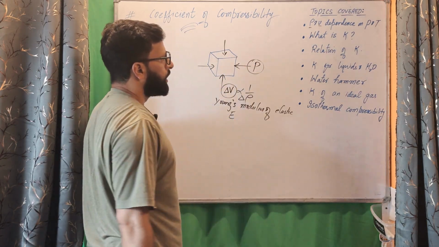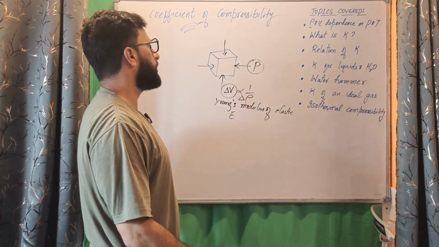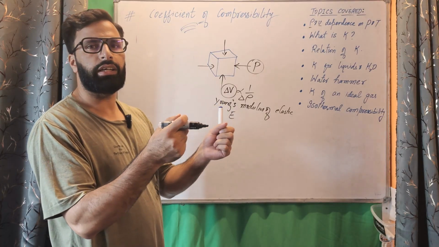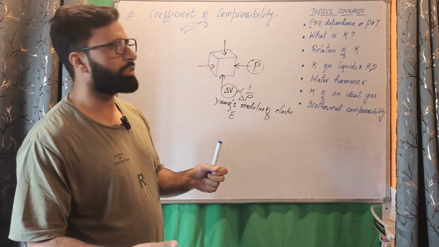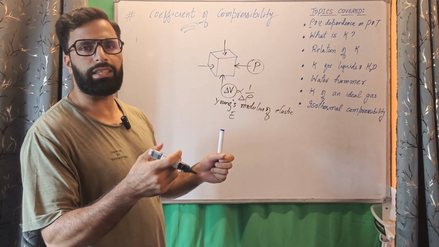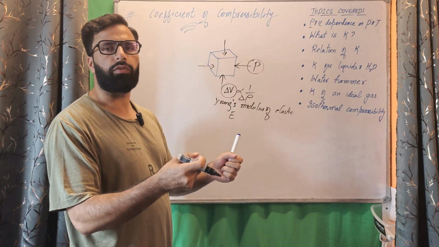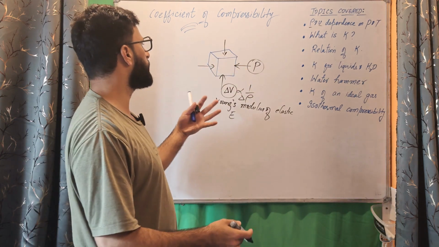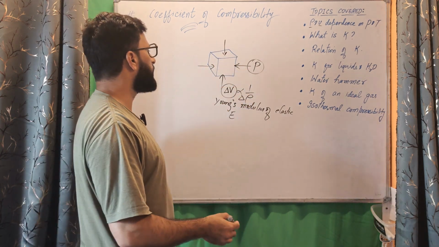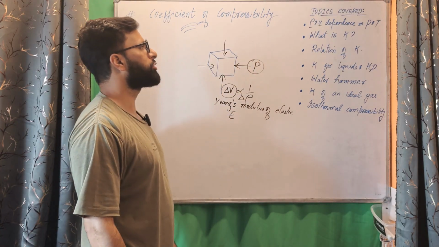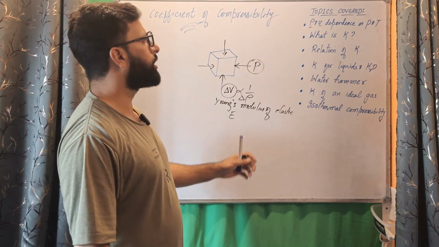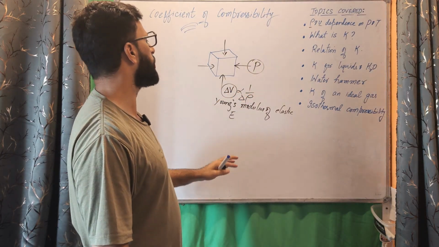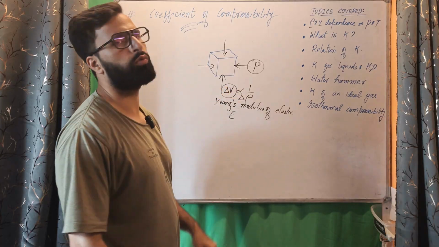Now what about temperature? If we increase temperature, volume increases generally because the kinetic energy of the molecules increases. Molecules move at higher speeds, so they want to go apart from each other. So with increase in temperature, the volume of the fluid increases. If volume of the fluid increases, that means density will decrease. So we know the dependence of density or volume on pressure and temperature. Now we need to relate this pressure change with the volume change, and also the temperature change with the volume change.